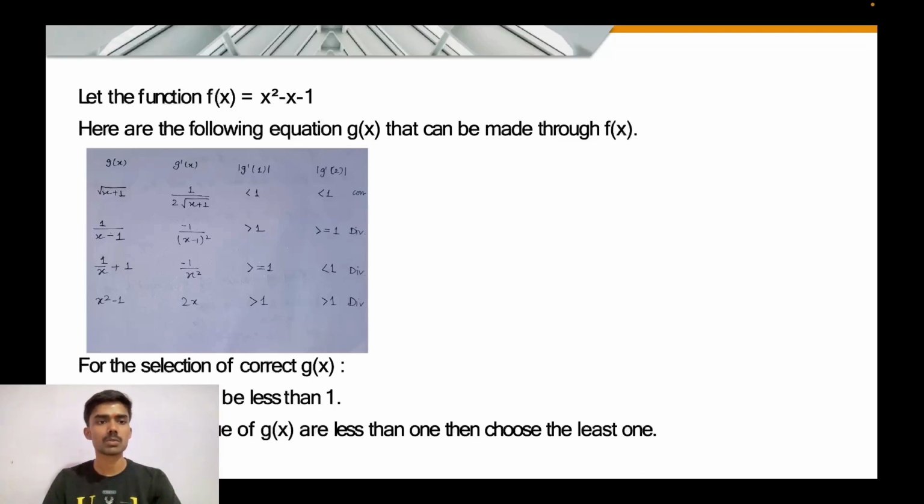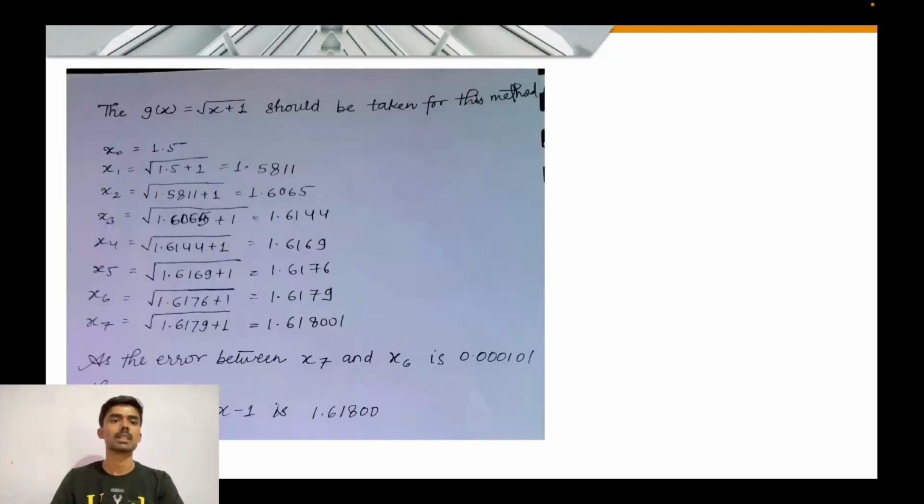So here, observing all these options, we have the first one, which is under root x plus 1, is not only less than 1, but in both cases for g dash 1 and g dash 2, and all the other values are not fitting the criteria, so we take under root x plus 1. In the next step we solve it for the g(x) is equal to under root x plus 1. Here we are performing operations. We are putting x0 is equal to 1.5. In the next step we are putting x1 is equal to 1.5811, the value which was the answer of previous step.